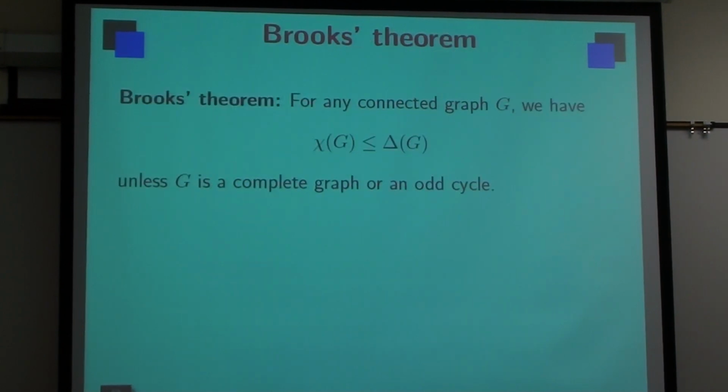So Brooks' theorem says that if your graph has maximum degree delta, then it can be colored in delta colors unless G is a complete graph or an odd cycle.